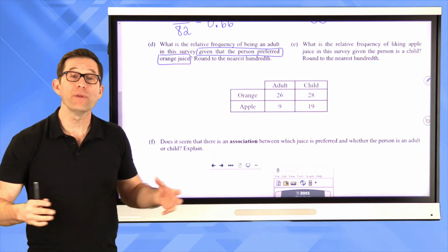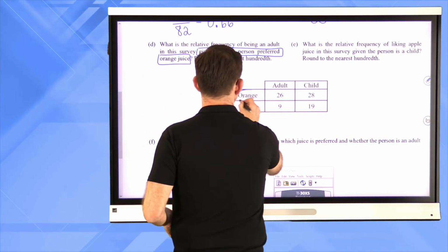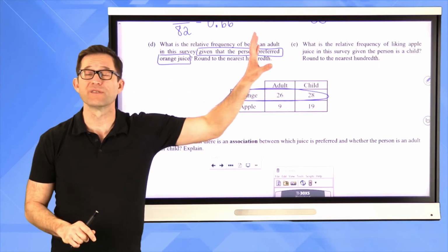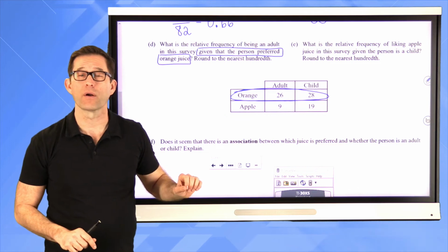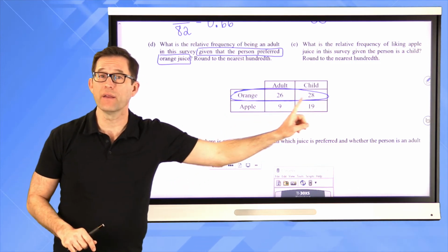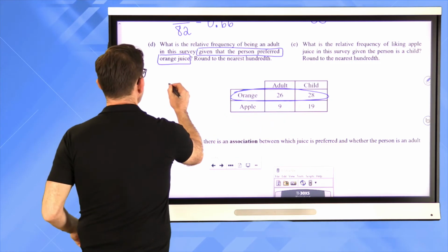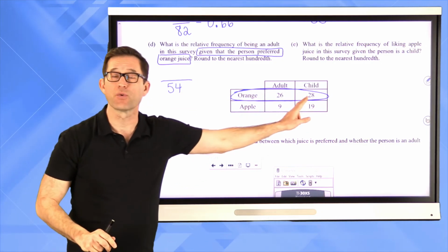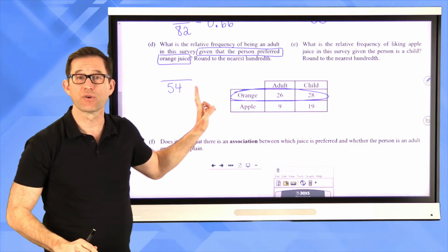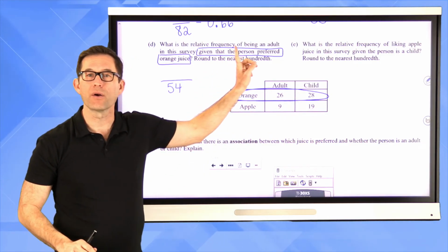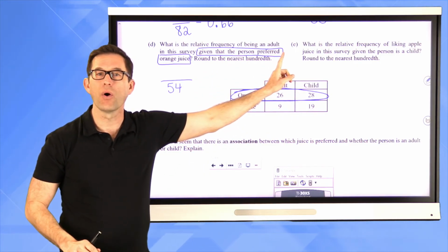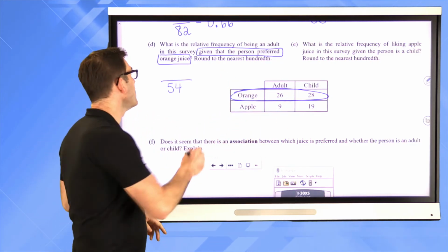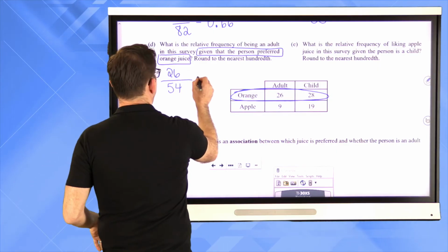So now we're only talking about the people who prefer orange juice. We're literally now talking about this row versus the columns that we were looking at before. And when we look at this, there are 54 total people who prefer orange juice. 26 plus 28 is 54, so that's our denominator. What's our numerator? Well, the frequency of being an adult, given that they prefer orange juice. Of those 54, 26 of them are adults.